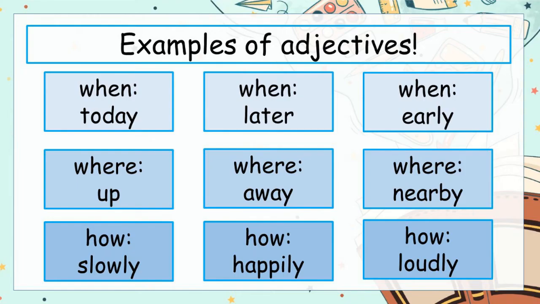Down below are some examples of different adverbs. The adverbs today, later, and early tell us when an action takes place. The adverbs up, away, and nearby tell us where the action takes place. And the adverbs slowly, happily, and loudly tell us how the action took place.